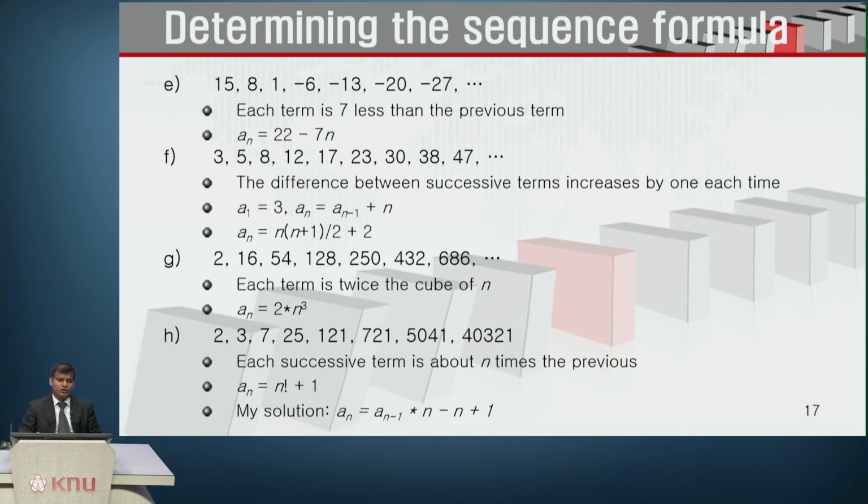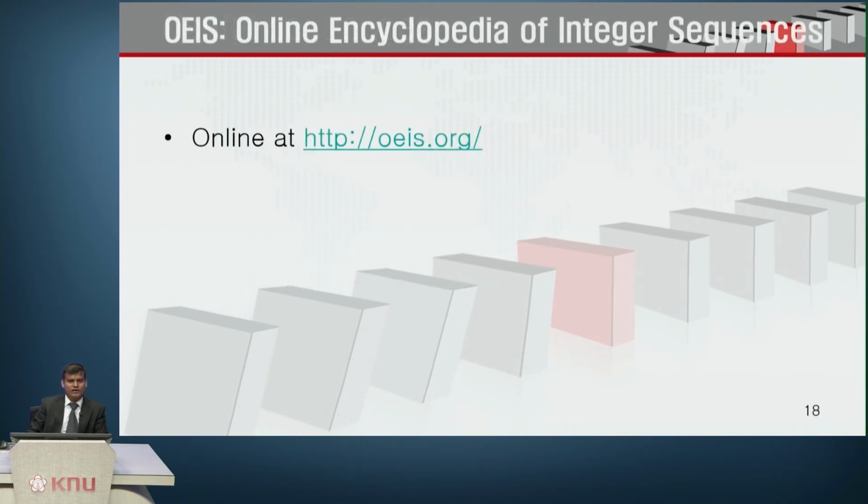Here, a simple other solution that you can think of is a sub n equals a sub n minus 1 times n, minus n plus 1. You can try this out as well. Or you can go ahead and see this online resource page where you can find more integer sequences, just for your reference.